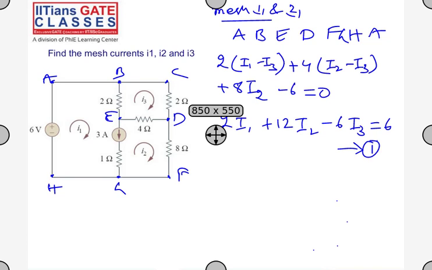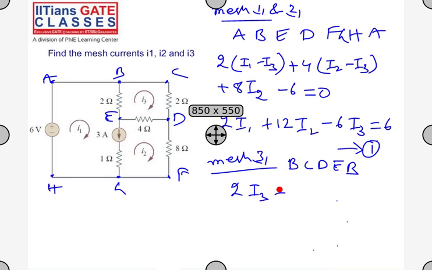Okay, so I'll write directly for mesh 3. Mesh 1 and 2 is done. So I'll write mesh 3. Mesh 3 will be, tell me, B, C, D, E and back to B. So tell me the equation here.